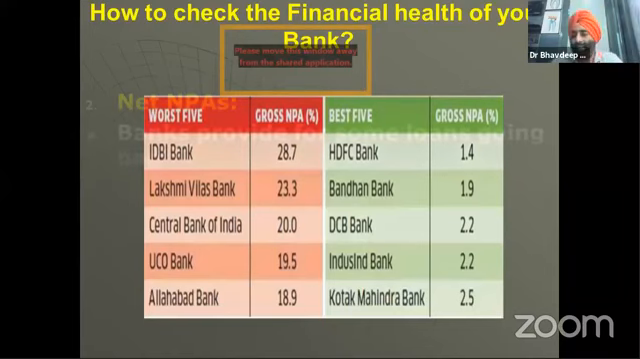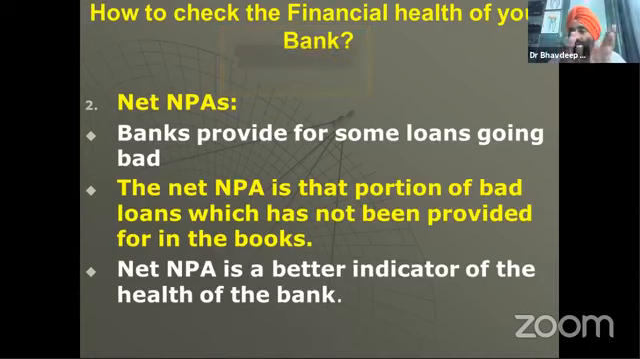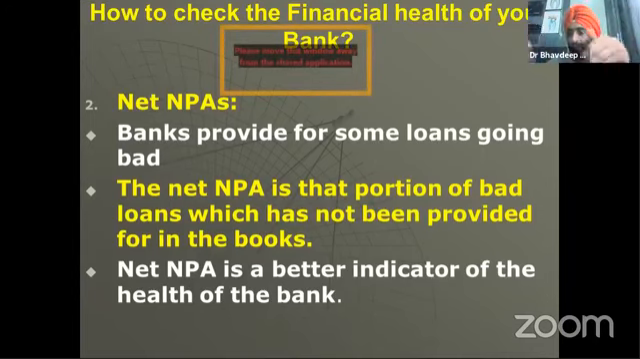Then we come to the net NPAs. So banks do have some margin of some loans going bad. There may be some percentage which they keep as a leverage against some of the loans turning into an NPA. So the net NPA is that portion of bad loans which has not been provided for in the bank's books, which they submit to the RBI. So technically speaking, gross may be the whole figure. They may be having some leverage margin for that. So the net NPA is technically a better indicator of the bank's health rather than the gross NPA.